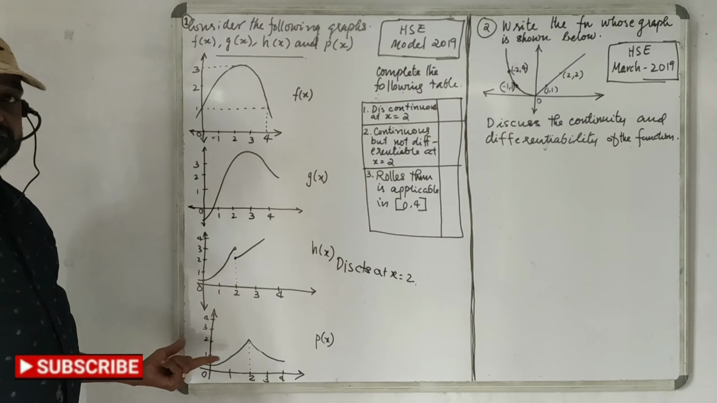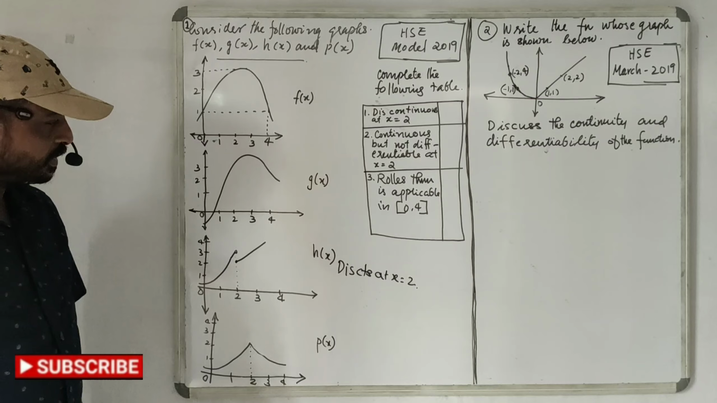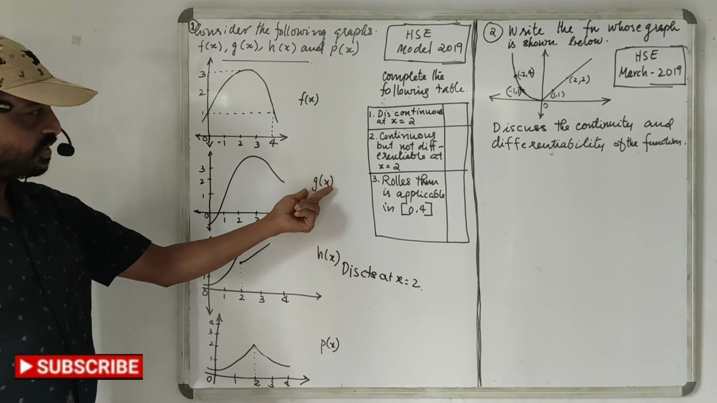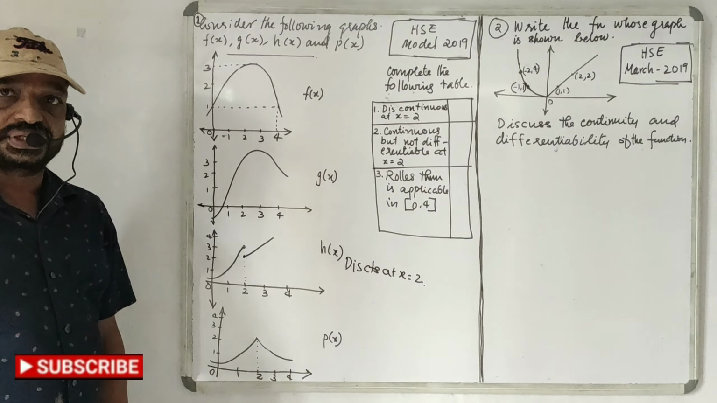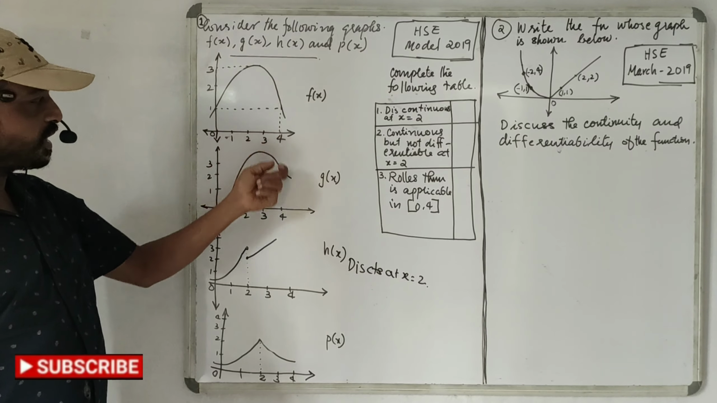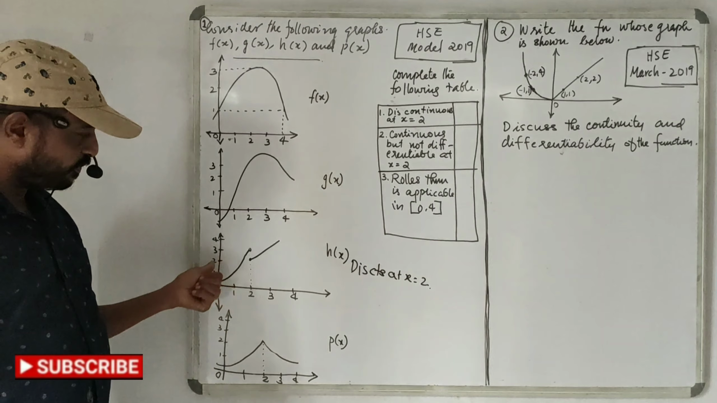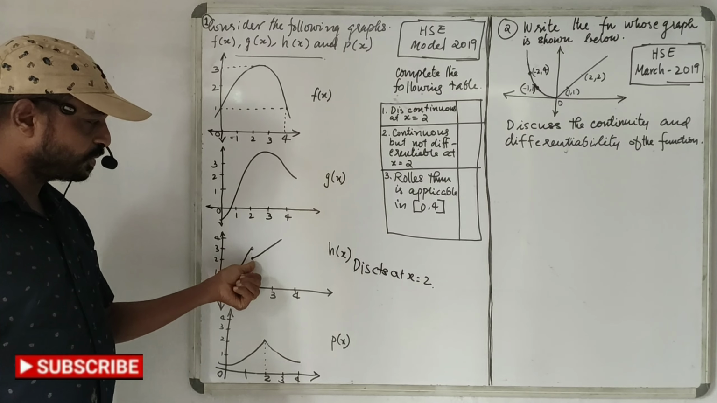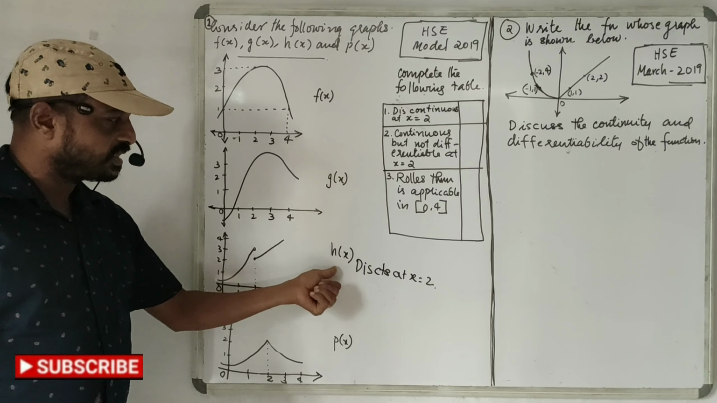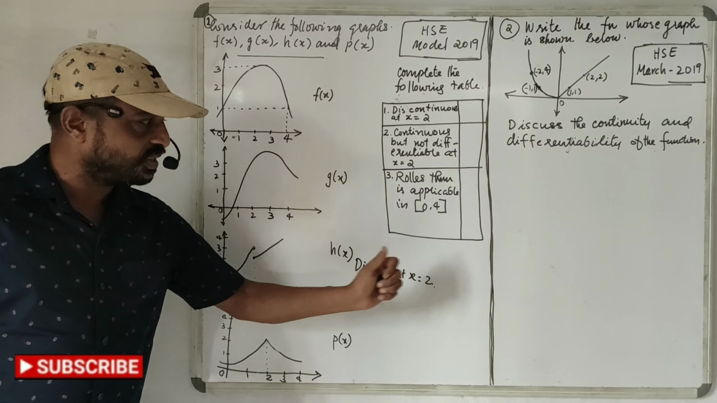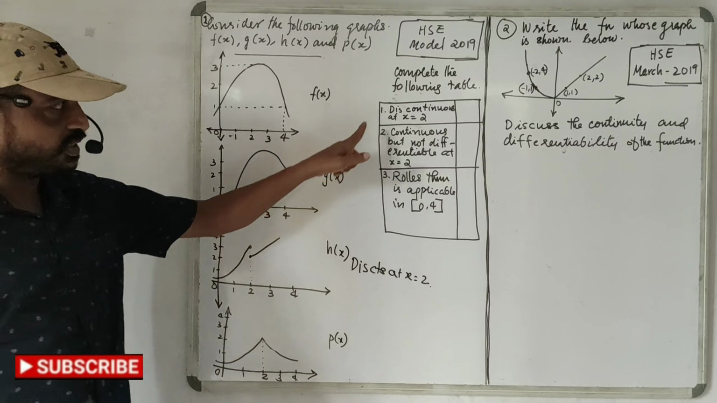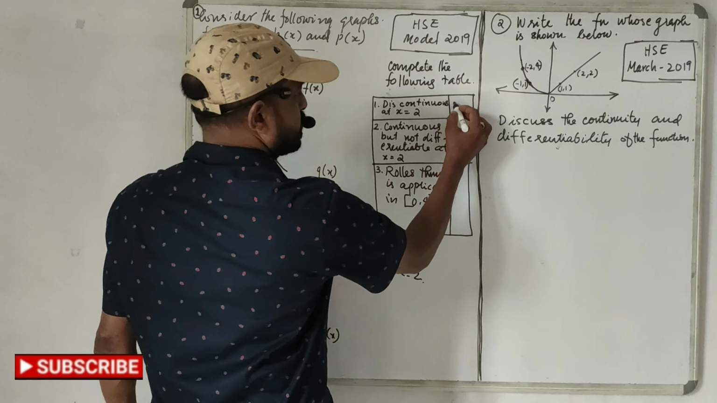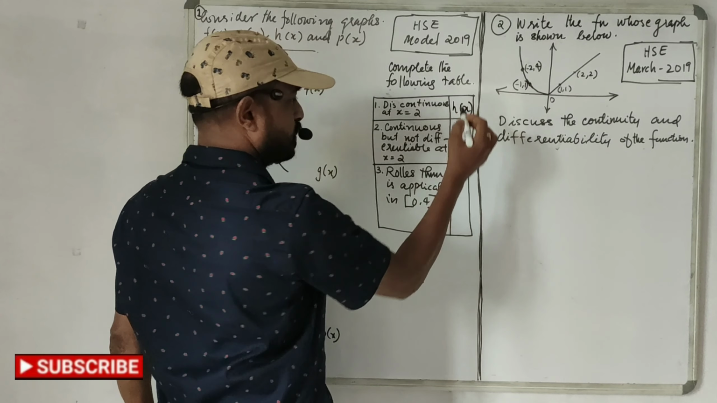See, these are the four graphs. Here, all these three functions, f of x, g of x, and p of x, are continuous because the graph does not have a break. But for this function, there is a gap corresponding to x equal to 2. Therefore, this function h of x is discontinuous at x equal to 2. So, which function is discontinuous at x equal to 2? It is h of x. So, here you will have to write h of x.